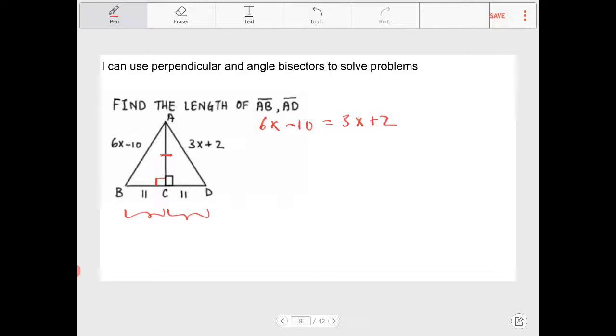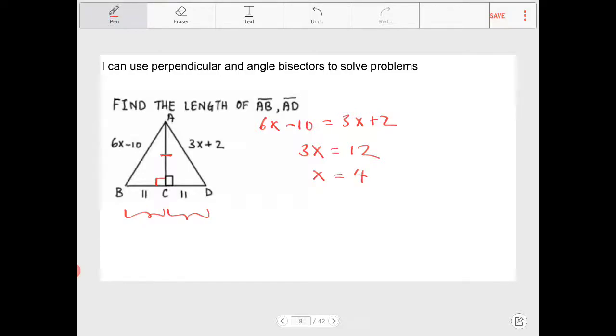Okay, so 6x minus 10 is equal to 3x plus 2. So then I can subtract 3x from both sides and add 10 to both sides. I'll end up with 3x is equal to 12. Divide by 3, I'll end up with x is equal to 4.